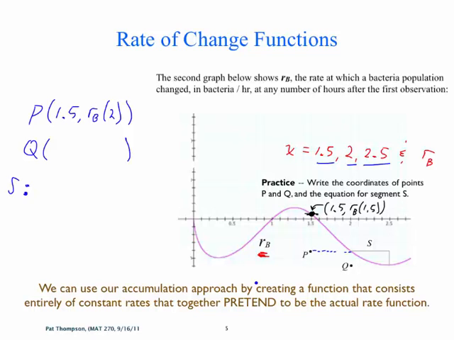Okay, how'd Q go? What do you think for Q? X coordinate? 2. And what do you think for the y coordinate of point Q? She wants r sub b of 2.5. That's the y coordinate for point Q. It's the y coordinate of the function when x is 2.5. Do you see it? And if you didn't, is it starting to make sense? Can you start to recognize it from here on out? Really important. Questions?